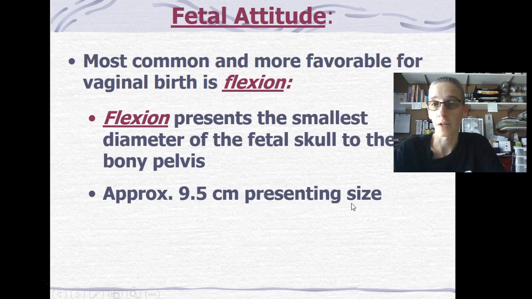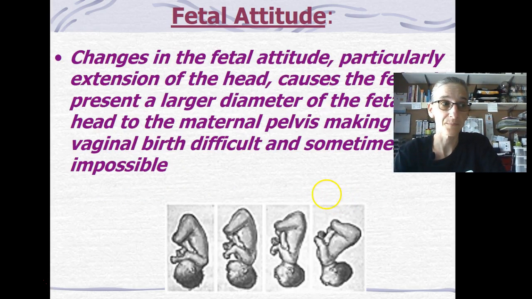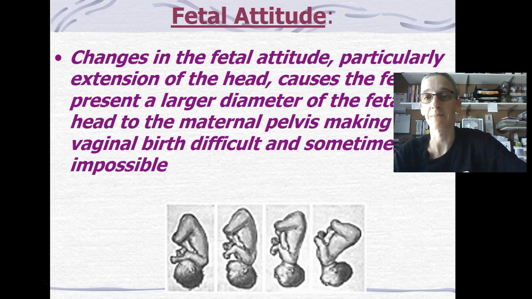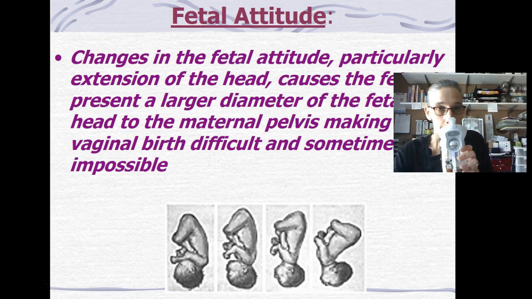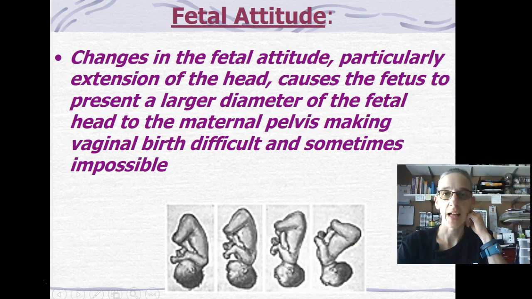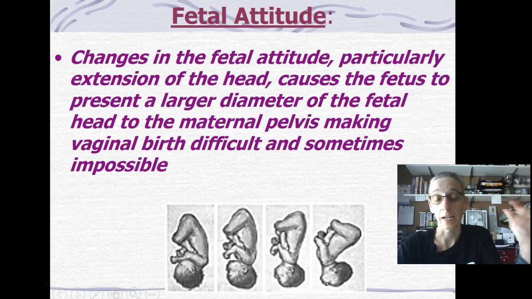Remember, how much did our cervix dilate? Our cervix dilates to 10 centimeters. If we have flexion, the head's down, and this part presents first, and it's approximately 9.5 centimeters in presenting size. This is all planned very nicely. Changes in the fetal attitude, particularly extension of the head, cause the fetus to present a larger diameter of the fetal head to the maternal pelvis, making vaginal birth much more difficult and sometimes actually impossible. Flexion is what we want.